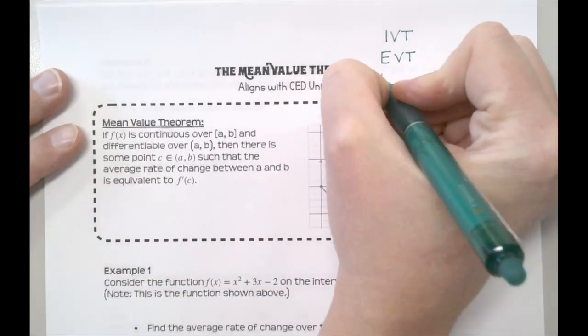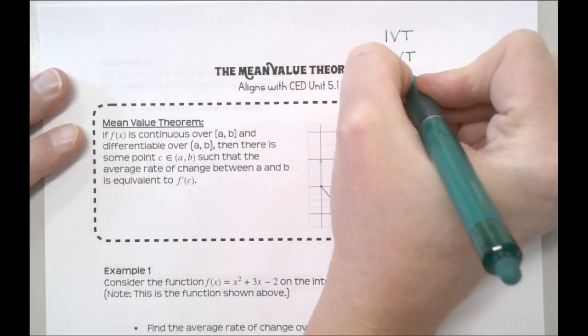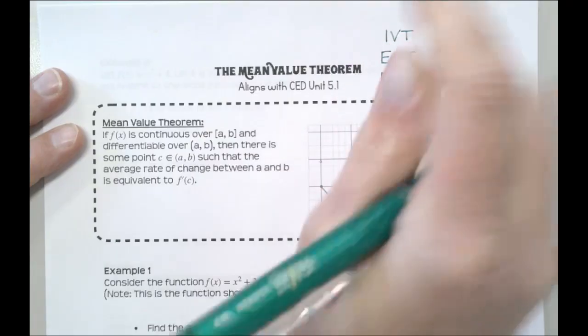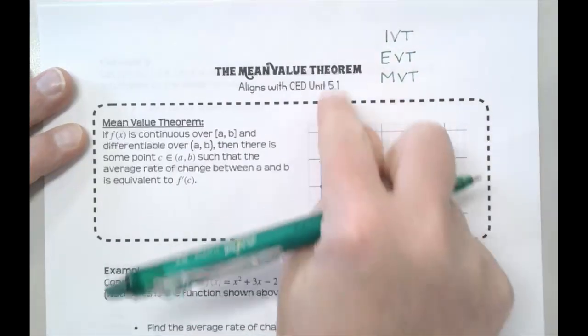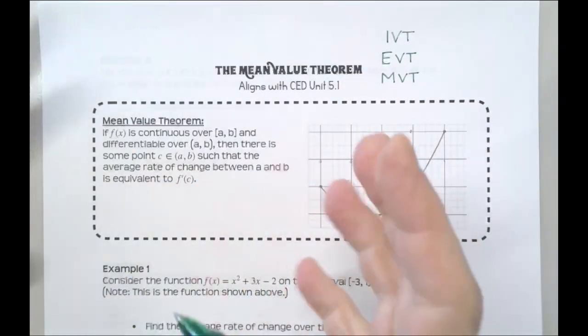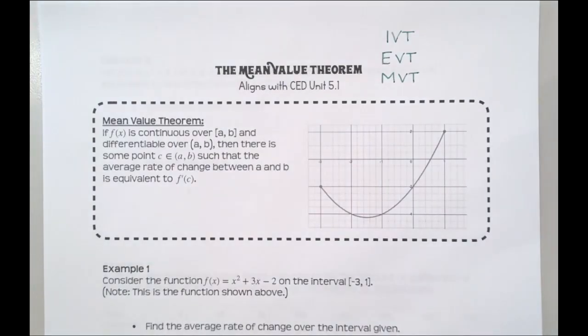Today we are learning the third, which is the MVT, the mean value theorem. And we'll talk about what that one says in a second. But these three theorems are known as the big three in calculus. These are the existence theorems in calculus land. And they all talk about proving that something exists, proving that something has to occur.